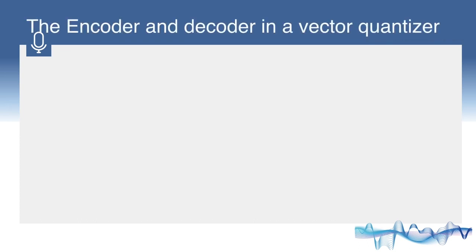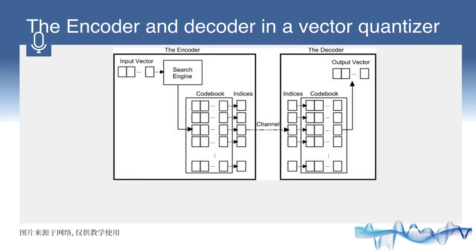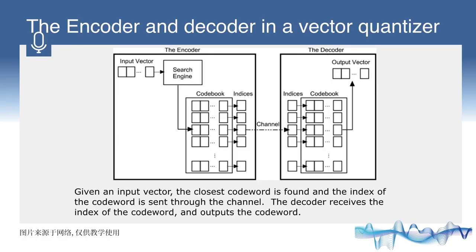A vector quantizer contains a VQ encoder and decoder. The function of the encoder is to search for the code vector or code word that best matches the input vector S according to some distortion measure. Given an input vector, the closest code word is found, and the index of the code word is sent through the channel. At the decoder, this index is used to look up the code vector from an identical codebook.